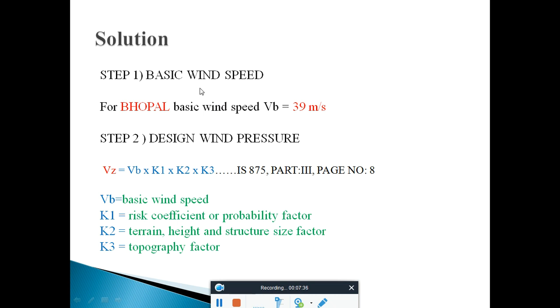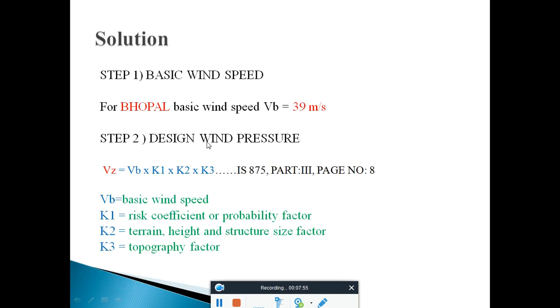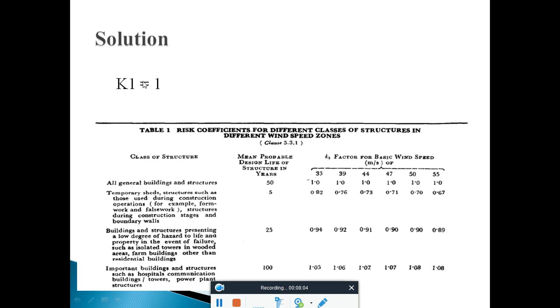Solution. Step 1, we have to go step by step, so there will be no confusion. Basic wind speed. As I told you, this depends upon location of the structure. So location is Bhopal, and for Bhopal, from that table Vb is 39 meter per second. Okay. Second step is design wind speed. We have seen this formula, Vz equal to Vb into K1, K2, K3. So let's find out K1.